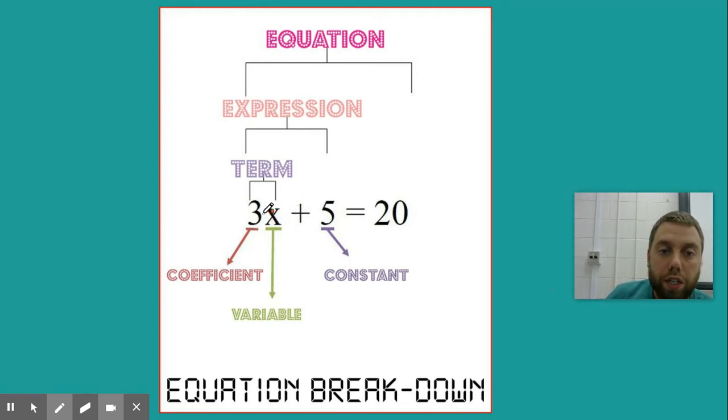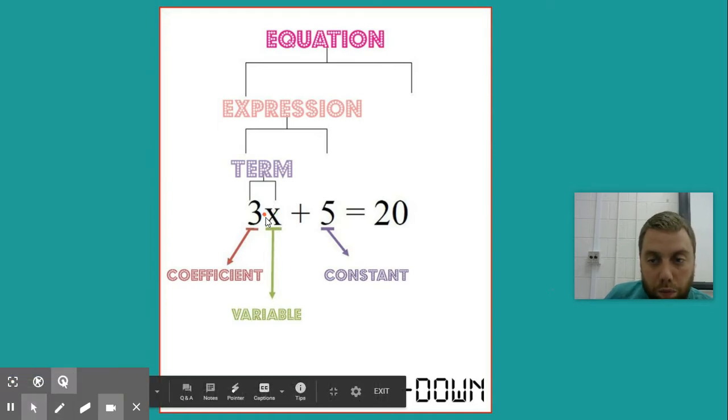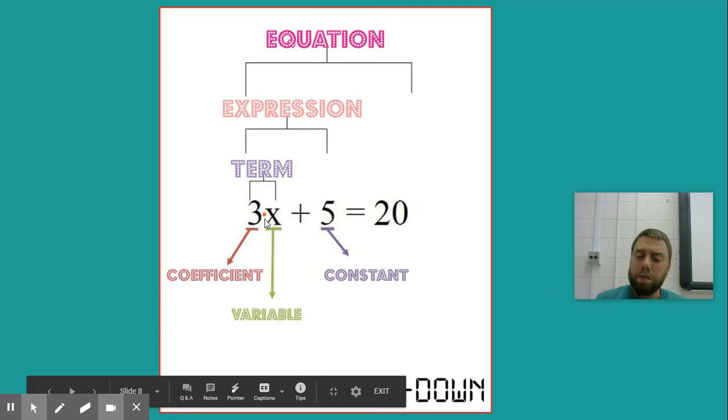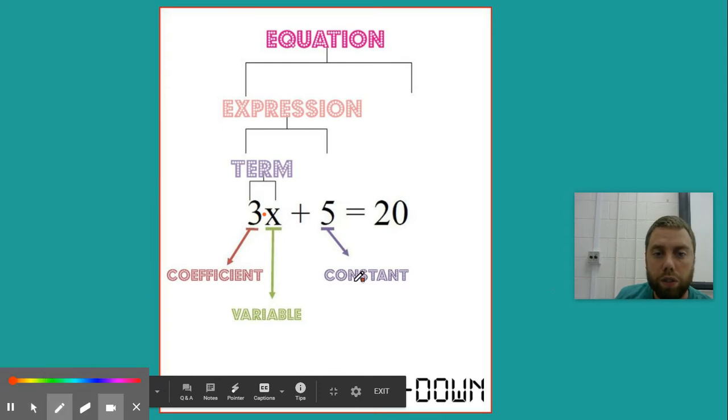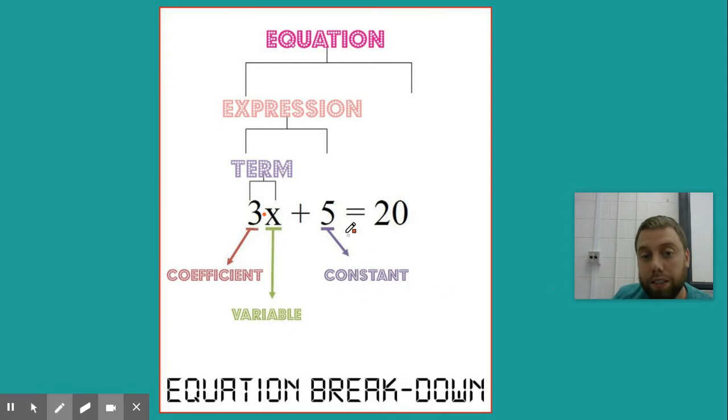Our coefficient is the number next to our variable, and we need to remember, though you can't see it, this little multiplication sign is there. So we need to make sure that our multiplication sign is there. Okay, and we have a constant over here. This is called a constant because it does not vary. Variables can vary. Constants stay the same. There's no variable, just a number.